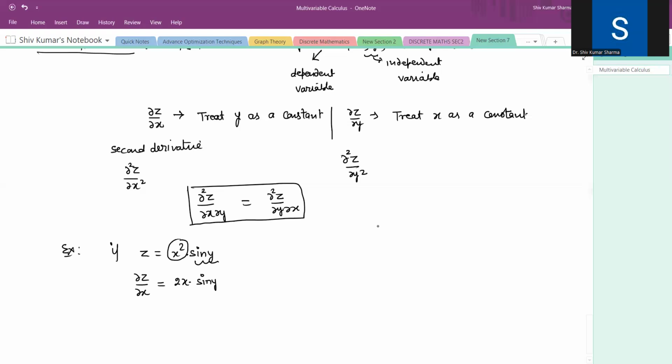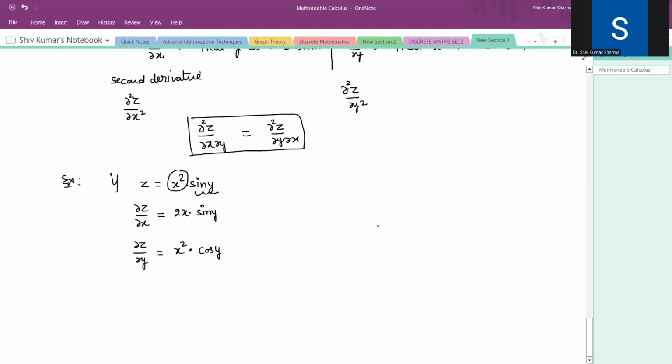Similarly, we do it for del z upon del y. When we differentiate partially with respect to y, we treat the first term, x square, as a constant, and the differentiation of sine y is cos y. Now, for further differentiation, we calculate del square z upon del x square. The differentiation of 2x gives us 2 into sine y, treating sine y as a constant. Similarly, we calculate del square z upon del y square.